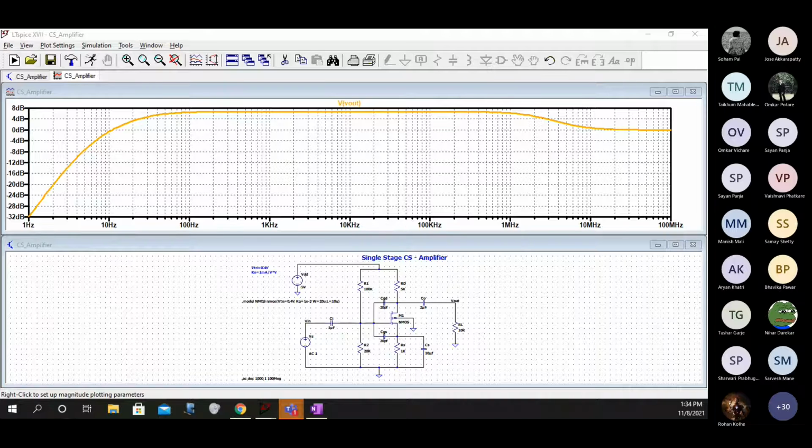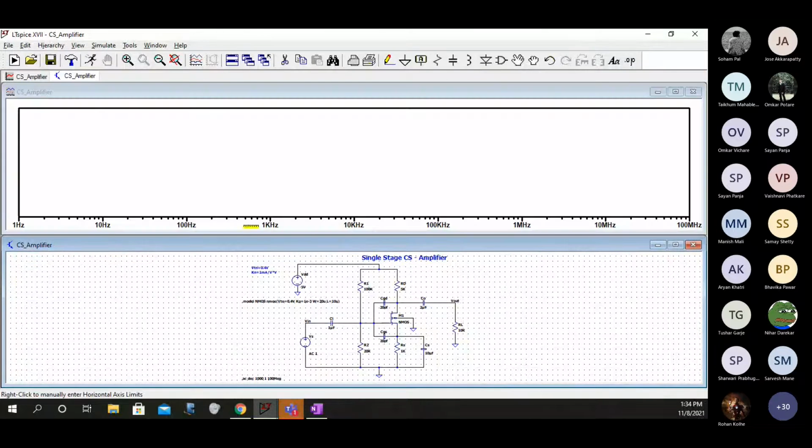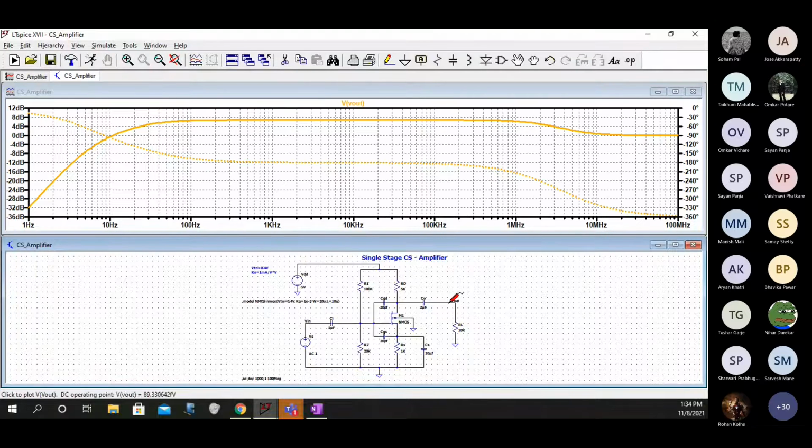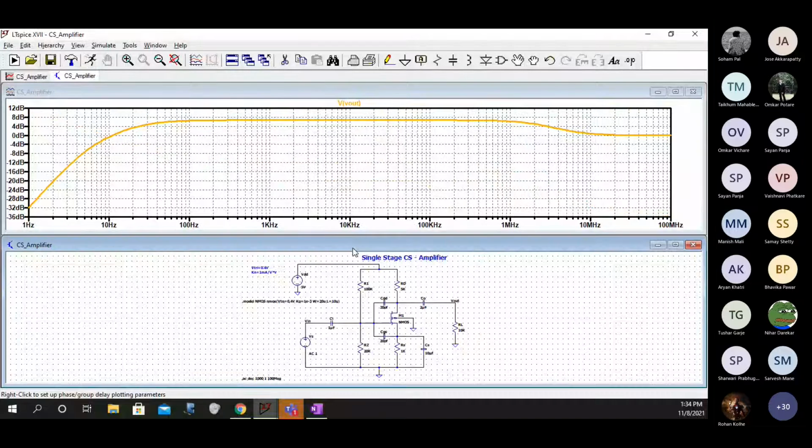So remove that phase plot. The option is not coming for me in the graph. No, why? See here, I'll show you. I'll simulate this. You click here. Now you can see both. So now here you should go on this extreme right. You can see a ruler. Now you right click and then say don't plot phase.